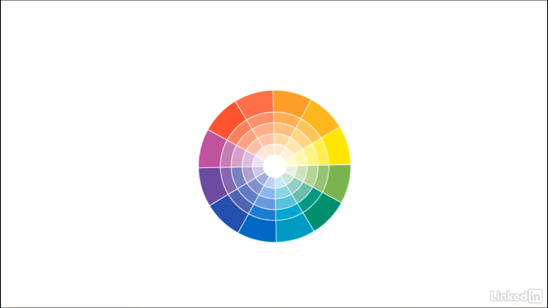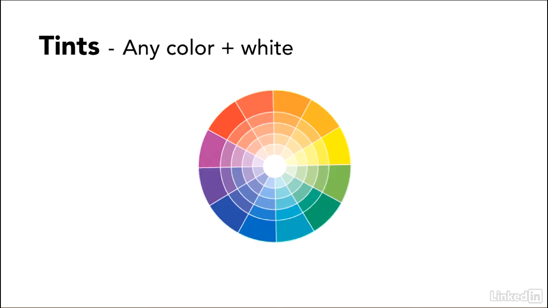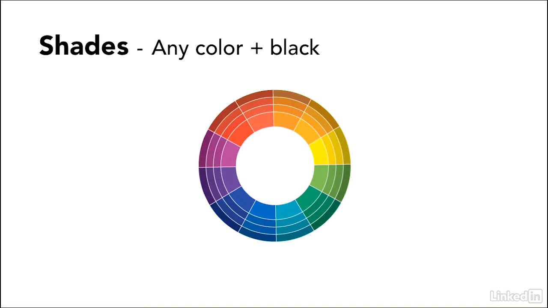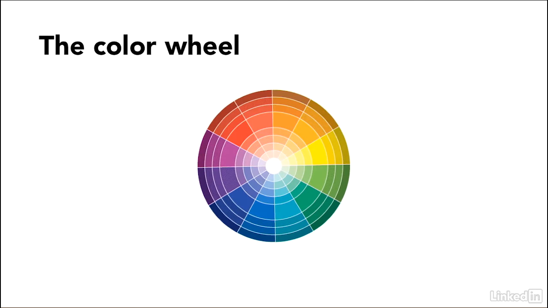So here's a good design question for you. What happens when you add white to a color? Well, you get what's called a tint. The more white you add to a color, the lighter the tint. Similarly, when you add black to a color, you get what's called a shade. The more black you add, the darker the shade. Here's a look at the complete color wheel with all of the primary, secondary, and tertiary colors, along with each of their tints and shades.